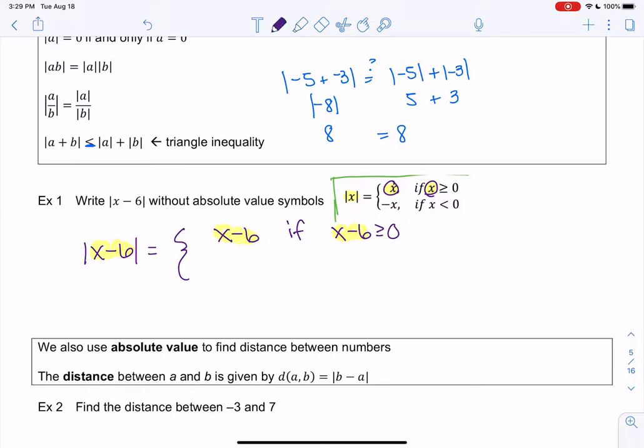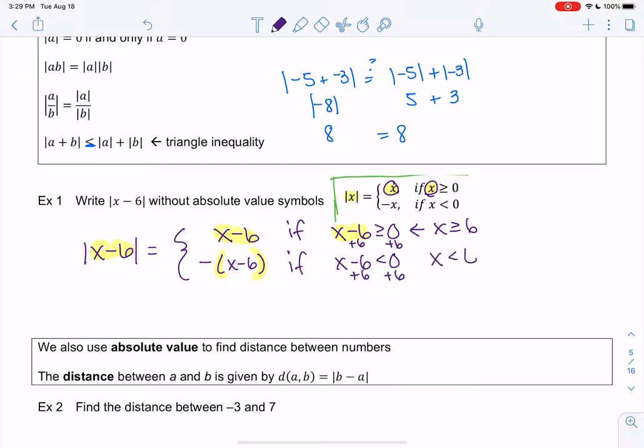And we'll do the same thing. So negative (x minus 6), those parentheses are super important, if x minus 6 is less than 0. And this is pretty much it. I'm maybe going to make it look slightly nicer because this is a little hard to read. So I don't really like x minus 6 greater than or equal to 0. I could rewrite that as x greater than or equal to 6. And the second one we could write as x less than 6.